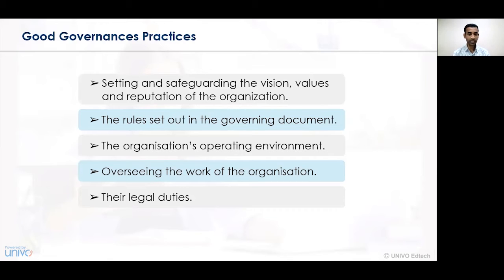The rules set out in the governing document. So every company or an organization prepares a governing document, and the governing document of a company or a business firm clearly signifies or explains what activities will be performed by that organization. So in that particular case, we have to see that whatever activities, whatever guidelines have been provided in the governing document, the operational plan that we are trying to build is in alignment with the governing document.